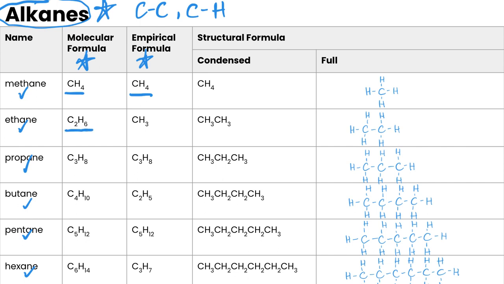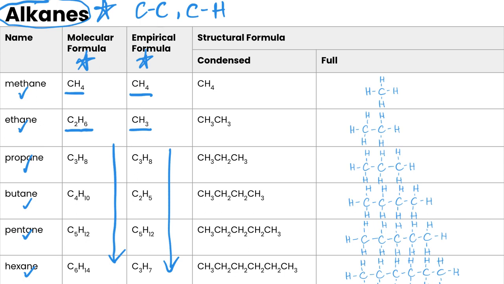Ethane's molecular formula is C2H6, but we can simplify that down to the empirical formula of CH3, and we could keep going down this list to take a look at both the empirical and molecular formulas for the first 6 members of this family. Now, another one we're going to need is structural formulas.